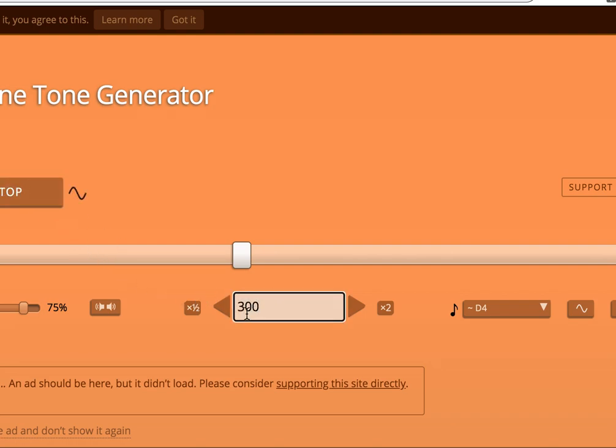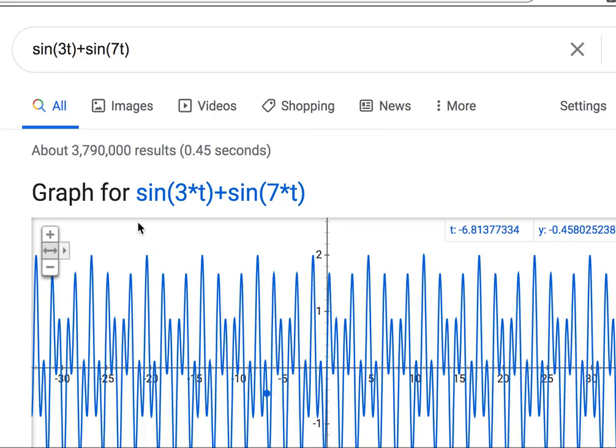Let's do 400. Let's do 500. You can have fun doing all kinds of funky things and explore notes that are not really on the piano. Have fun. So anyway, the point was that you get all kinds of different textures.